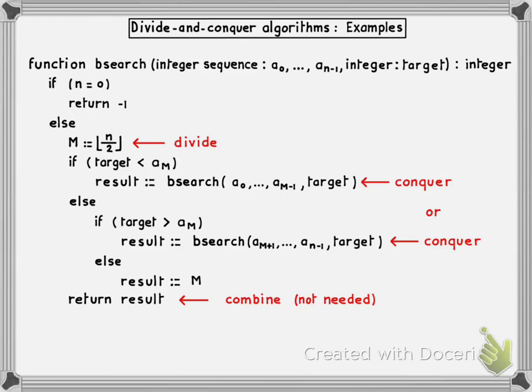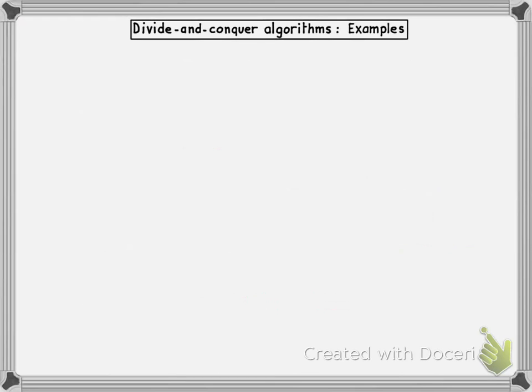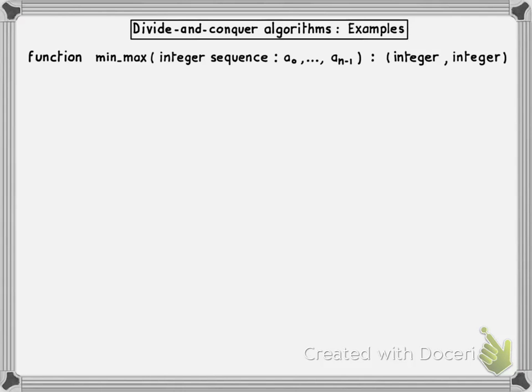Now, let's consider another example of a divide and conquer algorithm. I'm going to provide the API of this algorithm at the same time as I describe the problem that it solves. So the algorithm is called min-max, and what it does is take as input an integer sequence and return a pair of two integers. And as the name indicates, these two integers must be the minimum term in the sequence and the maximum term in the sequence in that order. So the min is first, the max is second.